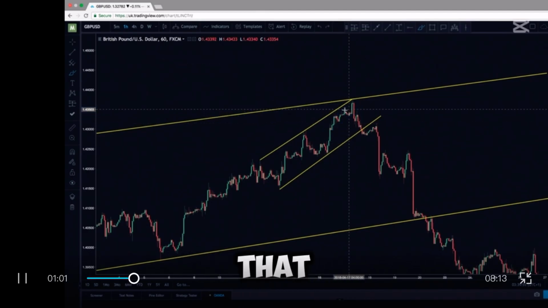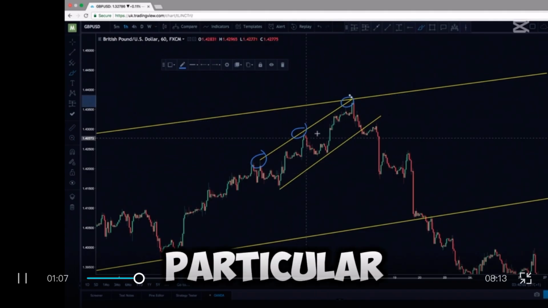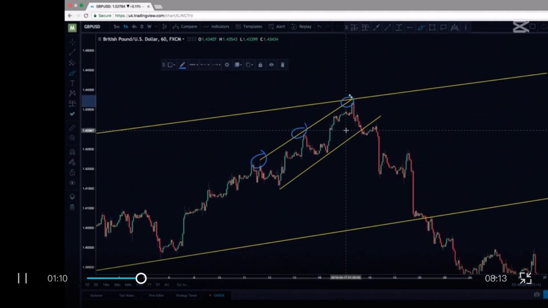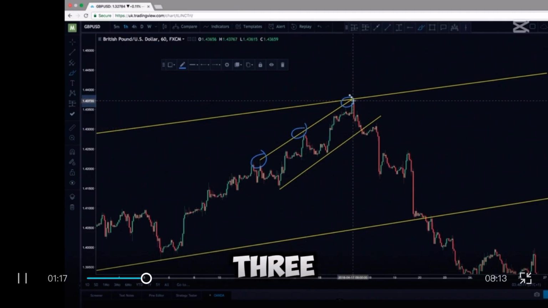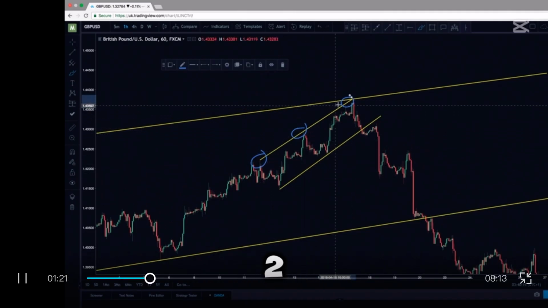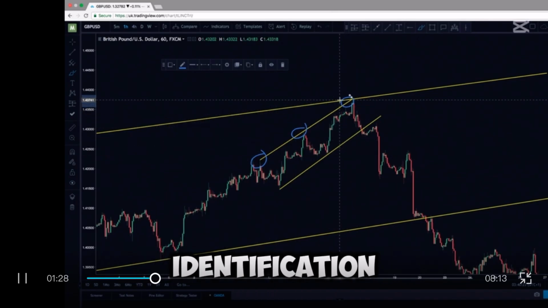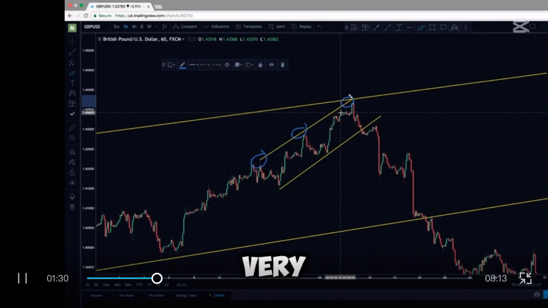What we can do to take that one step further is look at the fact that we have 1, 2, 3. Within these particular structures and patterns, whether they be reversal or continuation, what we're looking for is a minimum of 2 touches, where the highest probability would be 3 touches. In this scenario, you can see we have 1, 2, 3. When we have a pattern within a pattern and then take that one step further and use our multi-touch identification, that gives us a very key indication that this trade is even better.